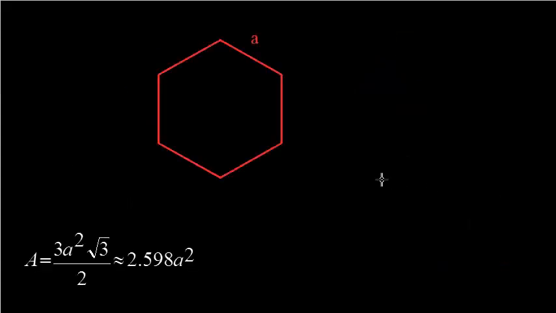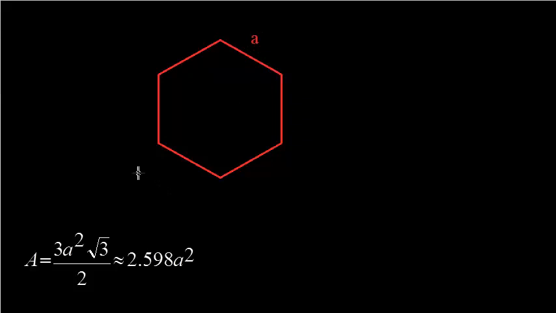This here is a hexagon. A hexagon has 6 sides. Each side has the same length, a, and each angle has the exact same measurement. For a hexagon, every angle is 120 degrees. The formula for the area of a hexagon is found here, and you can either use this exact formula, or its approximation, 3 times the square root of 3 divided by 2, which gives us 2.598, times a squared, where a again is one of the sides of the hexagon.